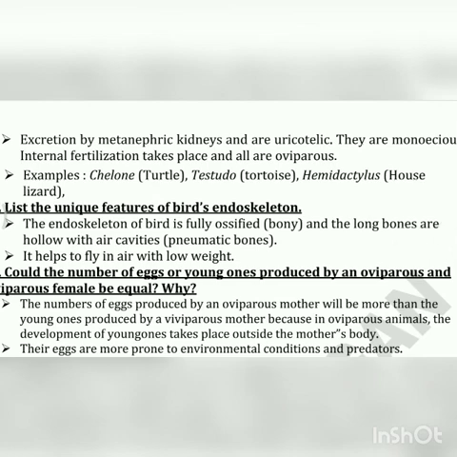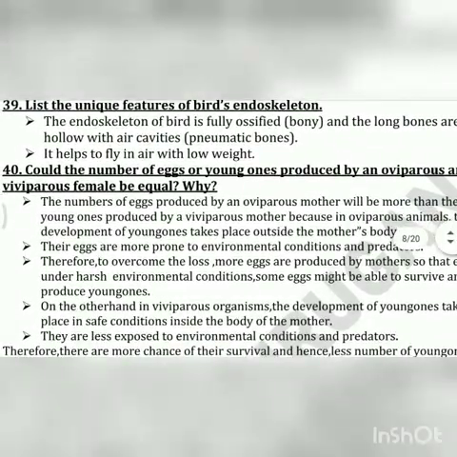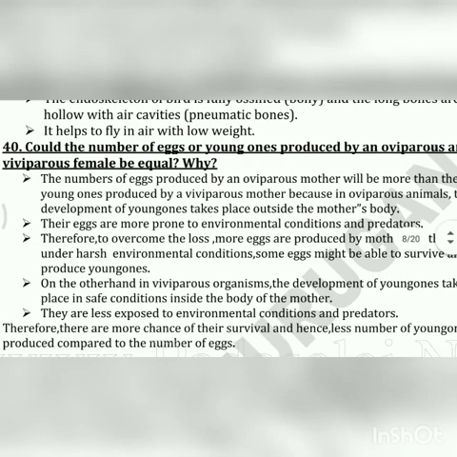39th question. List the unique features of birds' endoskeleton. The endoskeleton of birds is fully ossified, that is bony, and the long bones have air cavities. The bones have hollow spaces which are filled with air cavities. Such bones are called pneumatic bones. It helps to fly in air with low weight. It reduces the weight of the body so that the birds are able to fly.